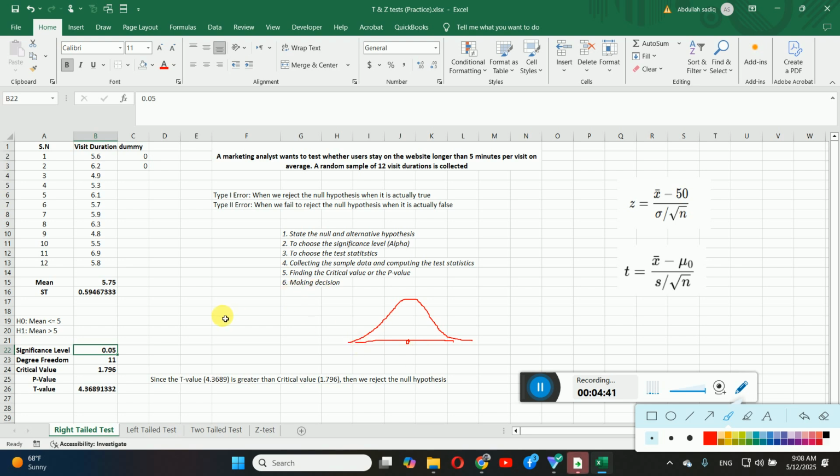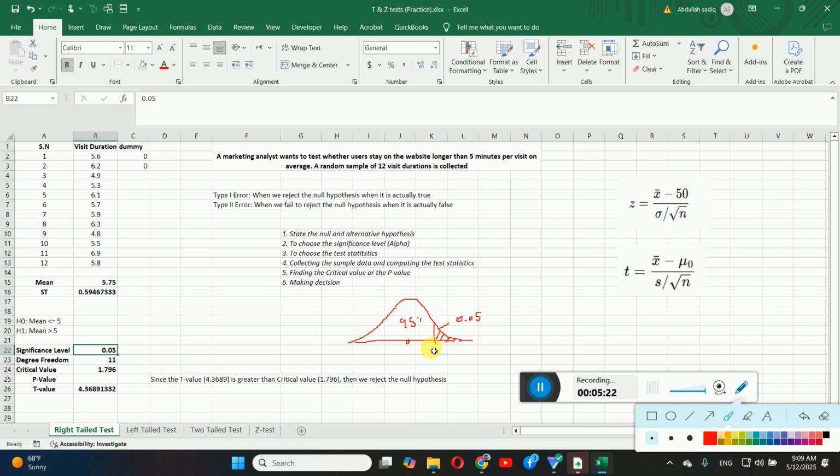Now, if you choose the alpha 0.05 significance level, it means you reject the null hypothesis in this area. This is the area where you reject the null hypothesis. This area is 0.05, dear student, 5%. And this area is 95%. Now, this point is the critical region.